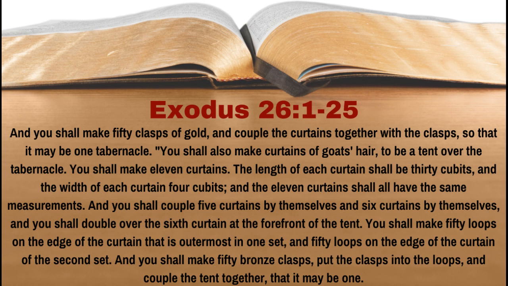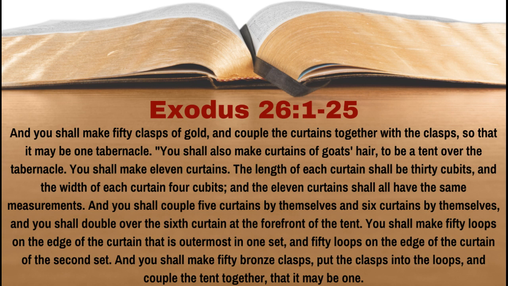You shall make 11 curtains. The length of each curtain shall be 30 cubits, and the width of each curtain 4 cubits. And the 11 curtains shall all have the same measurements. And you shall couple 5 curtains by themselves and 6 curtains by themselves, and you shall double over the 6th curtain at the forefront of the tent. You shall make 50 loops on the edge of the curtain that is outermost in one set, and 50 loops on the edge of the curtain of the second set.